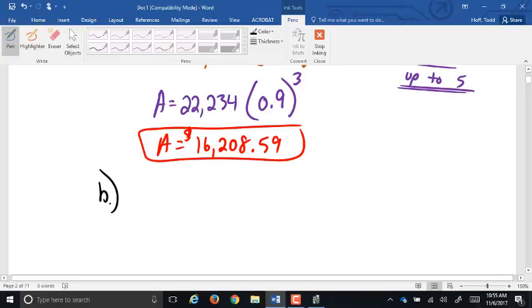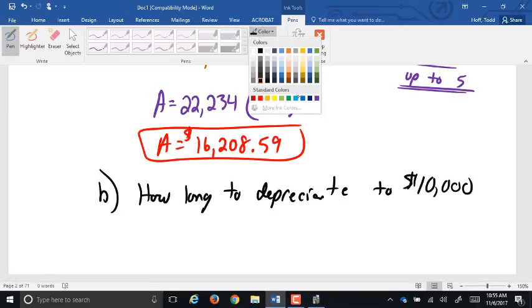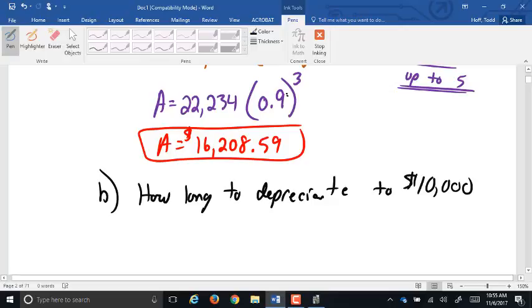Part B, how long will it take to depreciate to $10,000? Exactly. Where's the 10,000 going to go into our formula? I'll give you a chance to beat me to it here. Okay, I'll stop for a second. Yep, the 10,000 goes in for A.